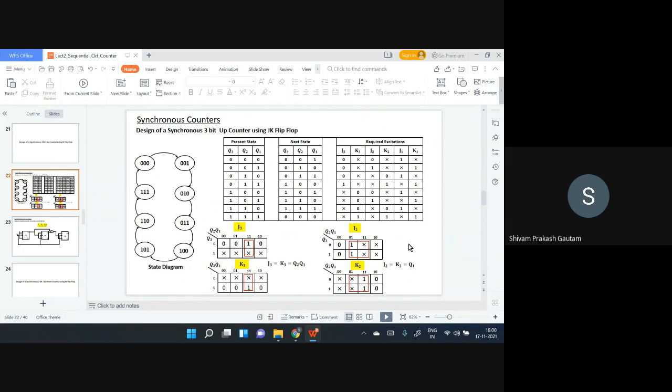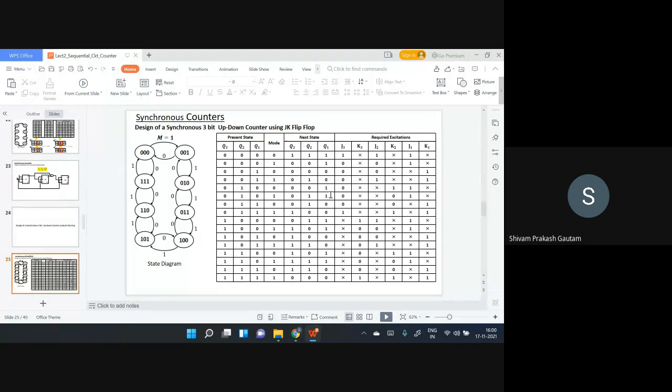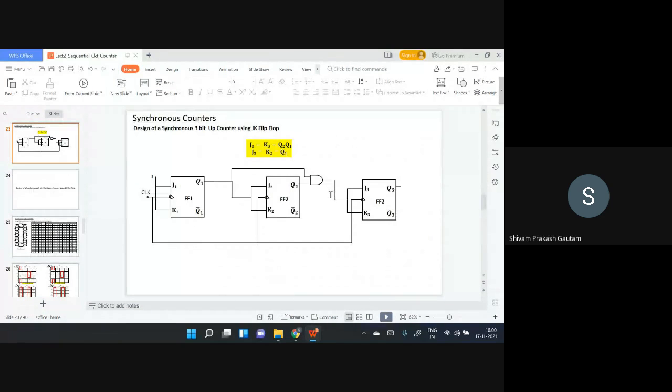Now you can make it for the down counter as well. This is the up counter. So I think this is for both up and down counter, so we will be covering it in our next lecture. Okay. We will stop it. We will be stopping here. Good.